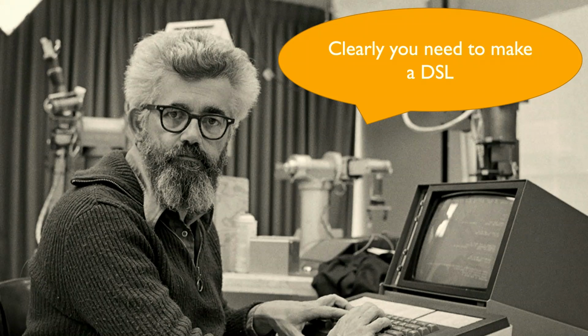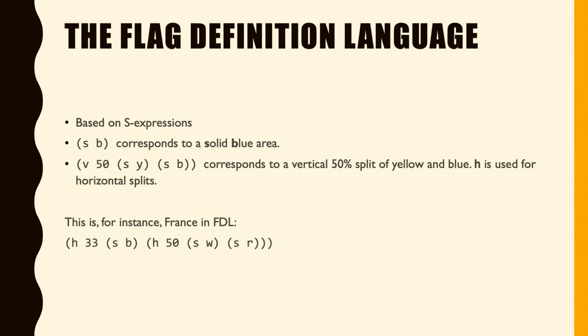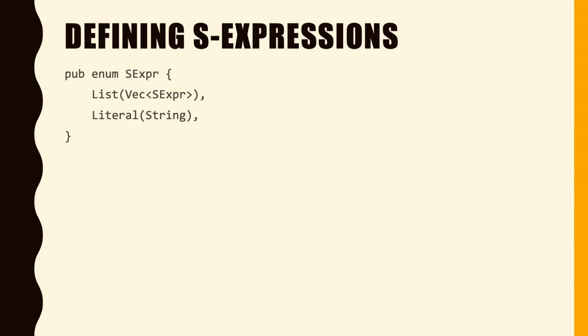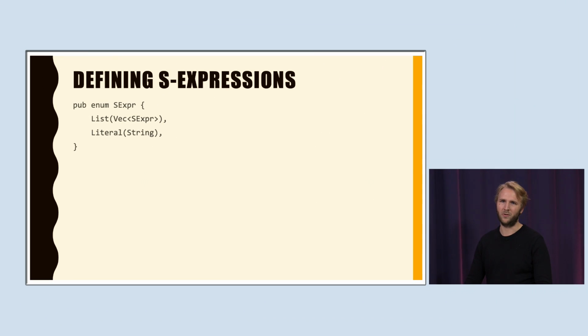We need the DSL. Introducing the flag definition language. Our language is, of course, based on S-expressions. It includes 3 functions: S for a solid area, V for vertical splits, and H for horizontal splits. So how do we define this in Rust? Well, we use a sum type, of course. In this case, we only need 2 variants: a list, which is just a vector over other S-expressions, and a literal, which is some specific string.